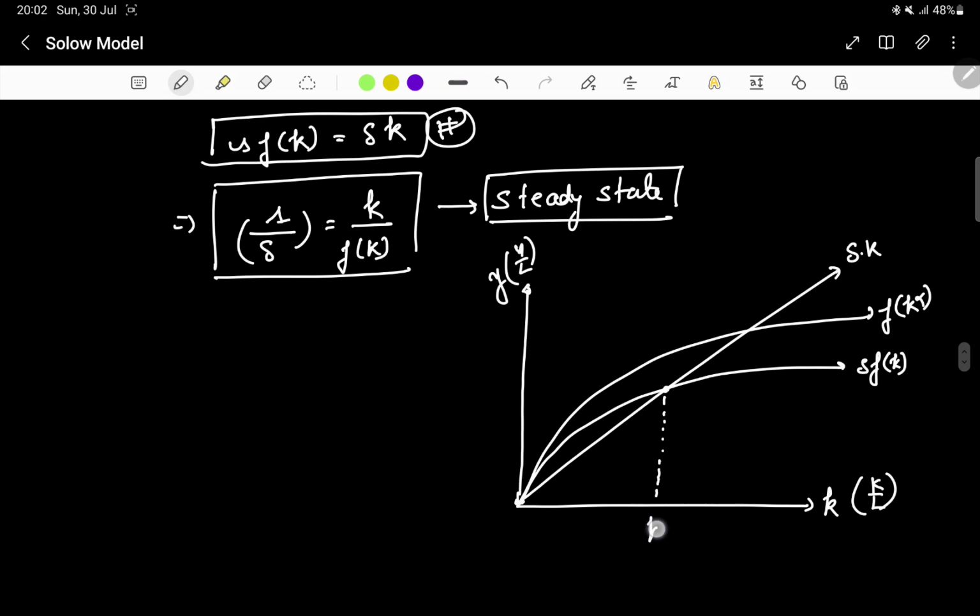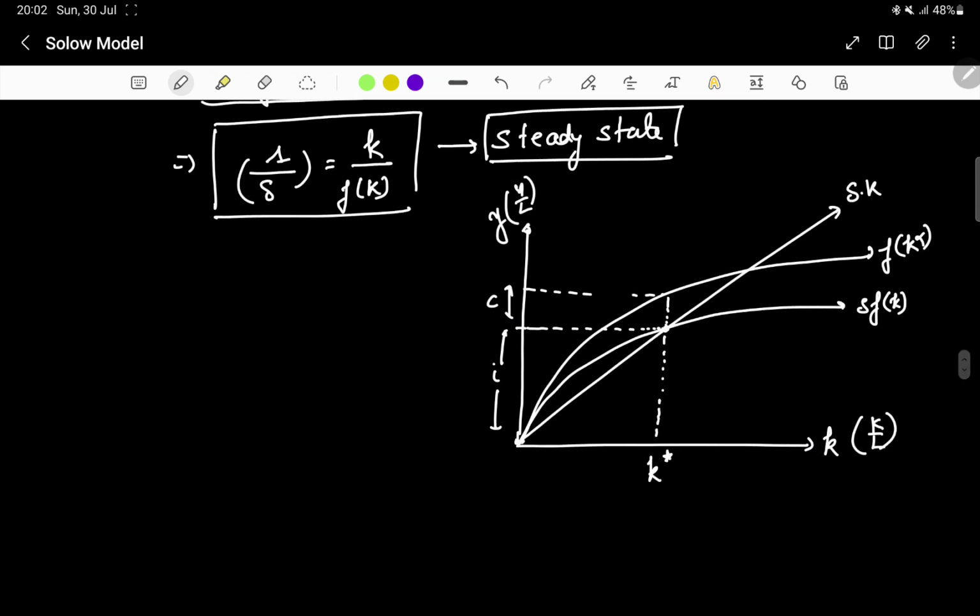So this is what k star is. This is what k star is all about. So we can say at k star this much amount of investment will be there in the economy and this much amount of consumption will be there in the economy.